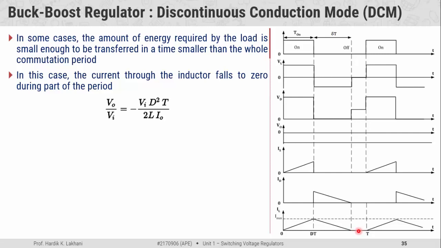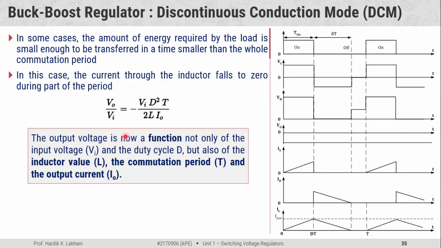And by following the procedure which was discussed in the buck regulator discontinuous conduction mode session, we can develop the output voltage equation for the buck boost regulator operating in DCM. So by observing this equation, we can say that output voltage is not only a function of duty cycle D, but it also depends on the total time period, the value of L, and output current.